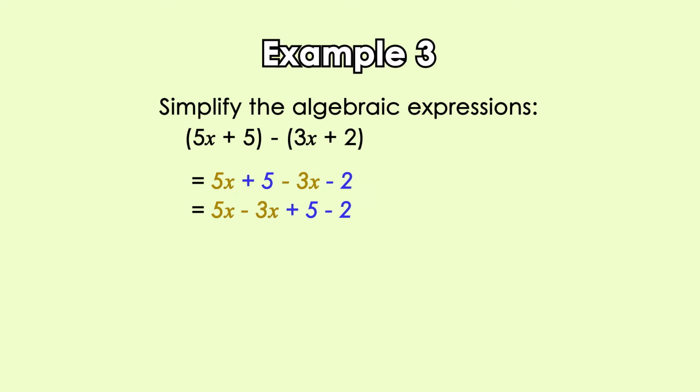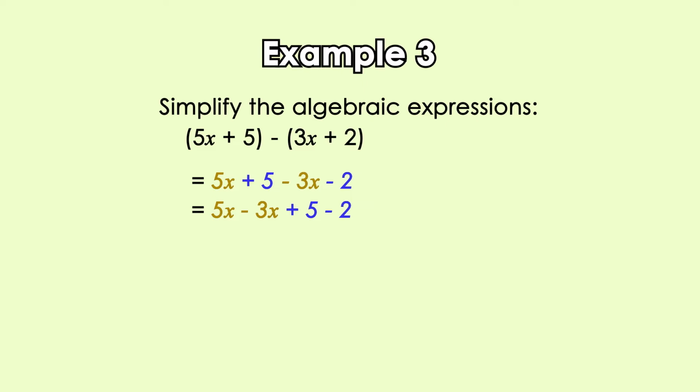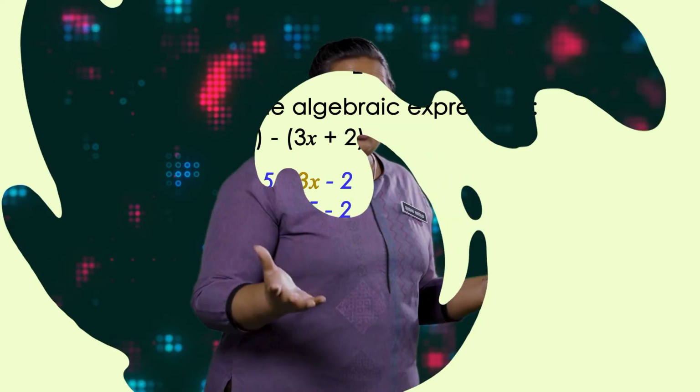Now, subtract and add the like terms. 5x minus 3x equals 2x. And 5 minus 2 equals 3. And our final answer is 2x plus 3. So far, so good. Excellent. Let's proceed with another example.